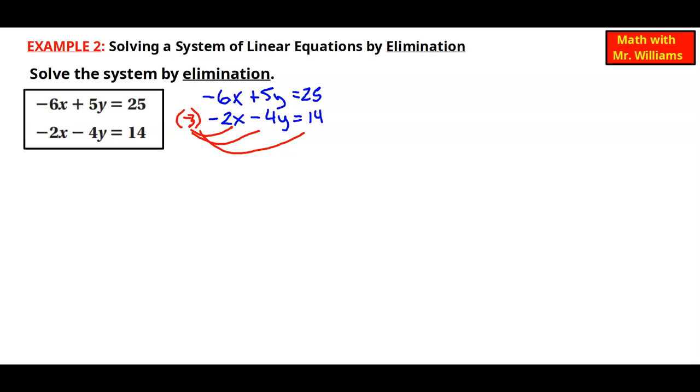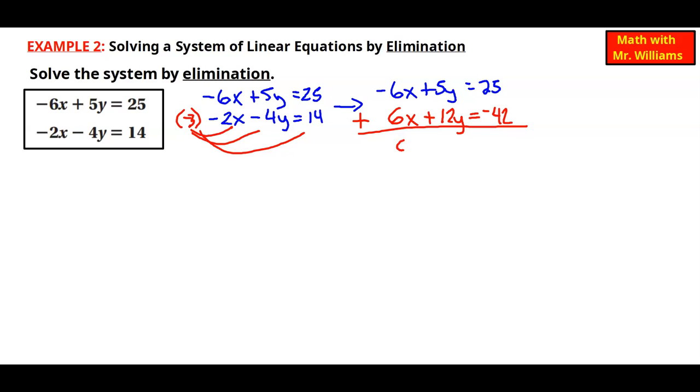So let's go ahead and rewrite our equations now. Okay, our first equation did not change, but our second equation will. -3 times -2x will give me a +6x. -3 times -4y will get me a +12y. -3 times 14 will give me a -42. Now I can add. Okay, so the -6x and a +6x will cancel, giving me 0. We have 5y plus 12y will get me 17y. And 25 plus a -42 will arrive at a -17.